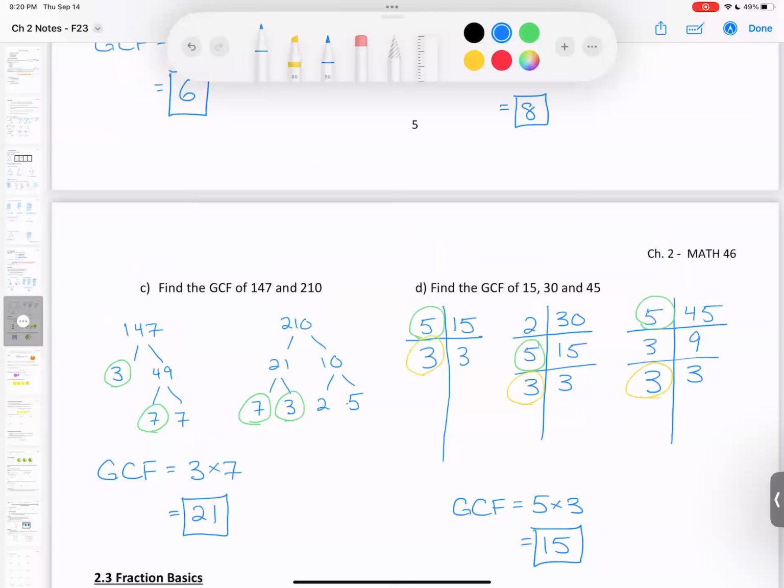So that's our start of looking for greatest common factors, which once again will be super useful when we get into reducing fractions down to their lowest terms.